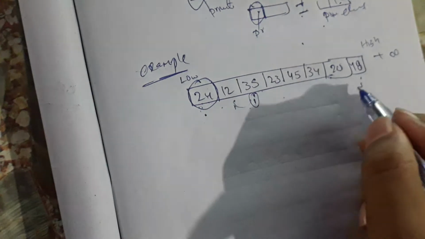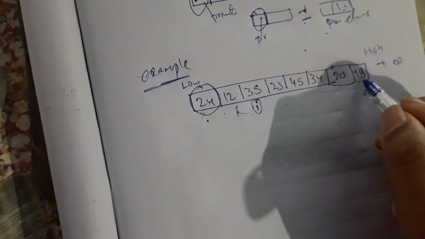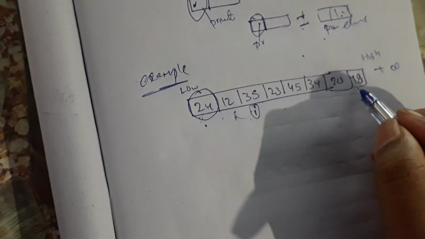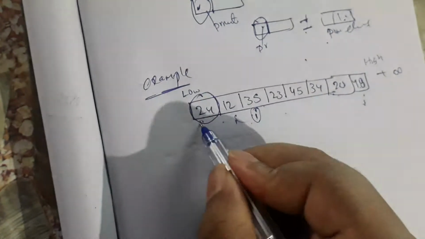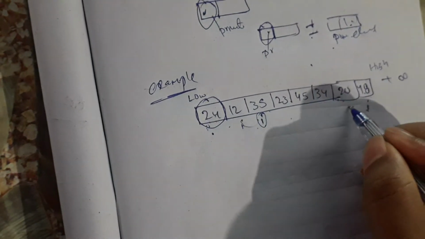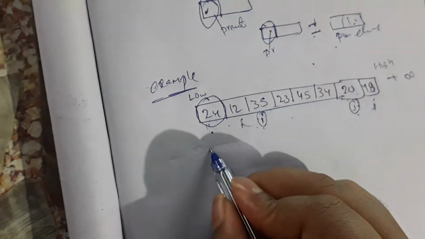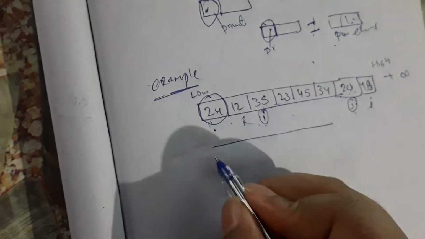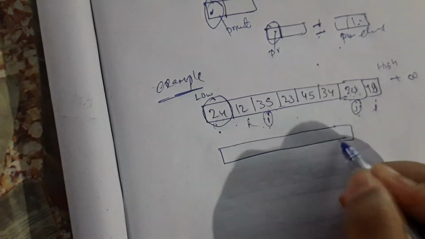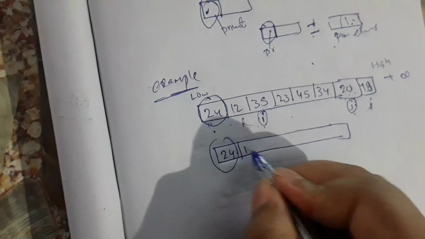This is your I. Now j. J is 48. Is 48 less than the pivot? No. 20 is less. Move j here. Now I and j, we will swap. 20 will come here, 35 will go there. 24 as it is. This is your pivot again.